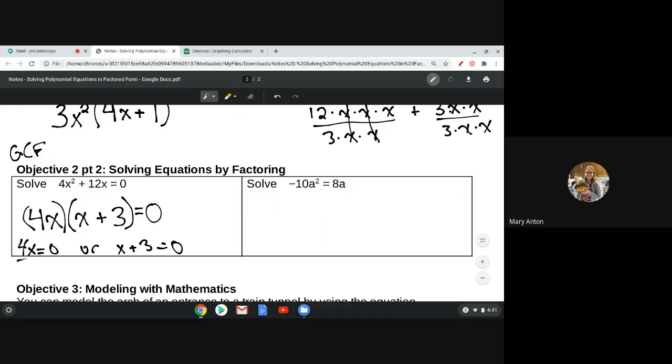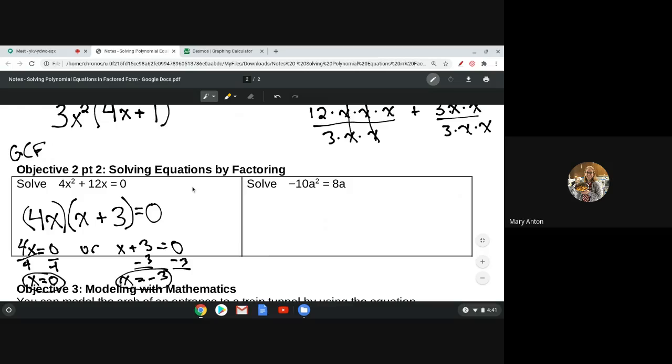Which means if we solve for x and we divide both of these sides by 4, we get x is equal to 0 divided by 4, which is 0. And then over here, x plus 3 equals 0. Well, to get x by itself, we need to subtract 3 from both sides to get x is equal to negative 3. So then our solutions are 0 and negative 3.